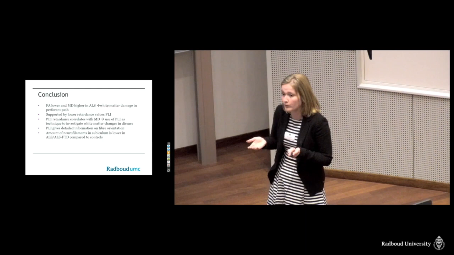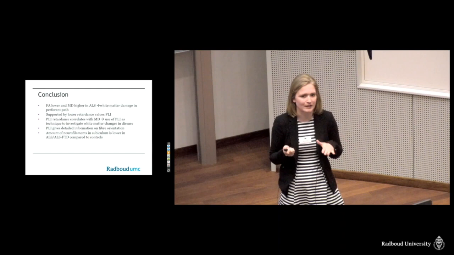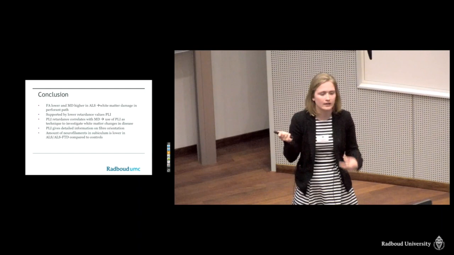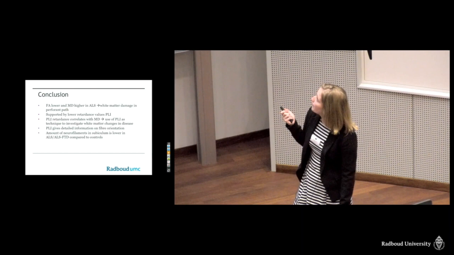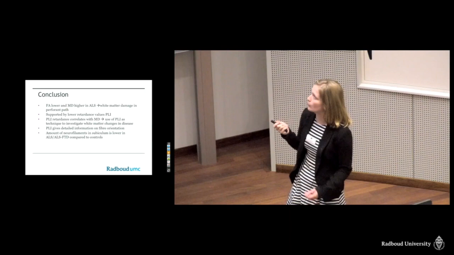So I'd really recommend that if you want to investigate a white matter pathway in detail, that you would add this to your methods. A drawback is that it's only in 2D, while diffusion MRI gives you a 3D image. But I think it's a really nice complementary method to investigate white matter. And then finally, we found a reduction in neurofilaments in the subiculum, which also attributes to our hypothesis.